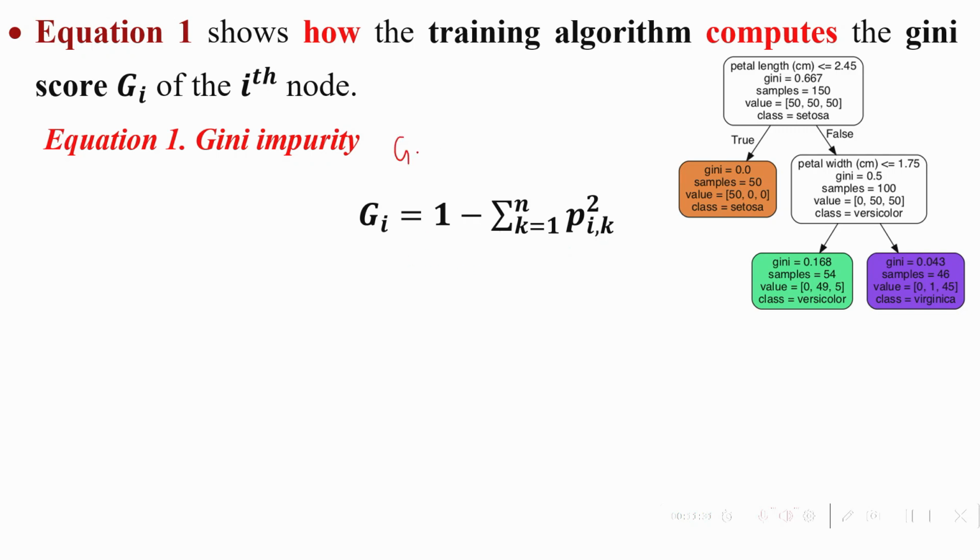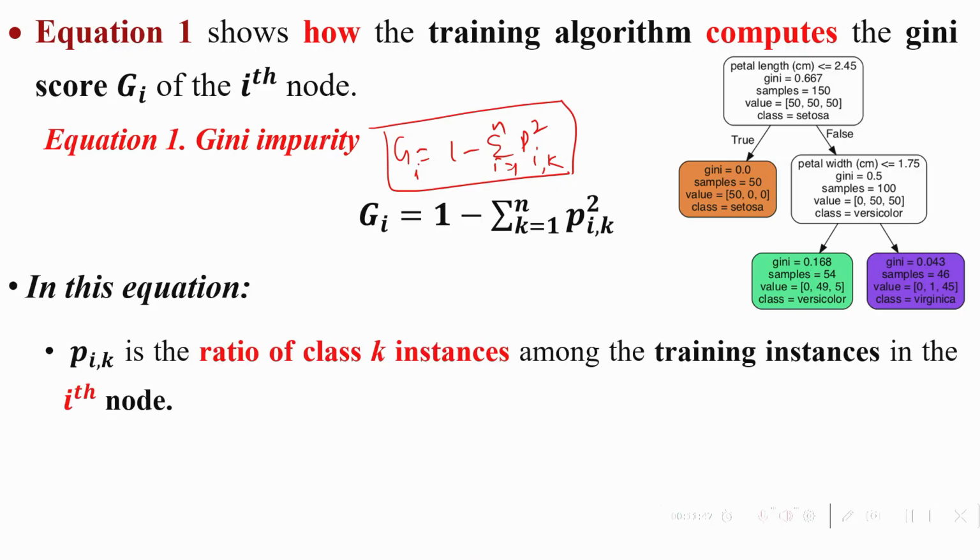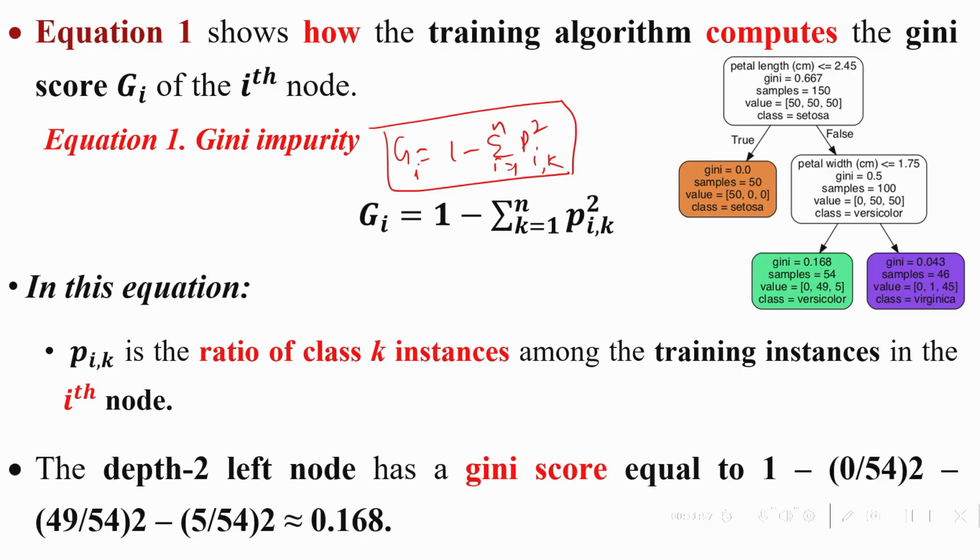G equals 1 minus the sum, for i equal to 1 to n, of p_i squared, where p_i is the probability of the score corresponding to the k column. This is the Gini index value, or Gini impurity value. Here p_ik is the ratio of class k instances among the training instances in the corresponding ith node. For example, here the depth is 2: this is depth 0, depth 1, and depth 2. The depth 2 left node is this one.